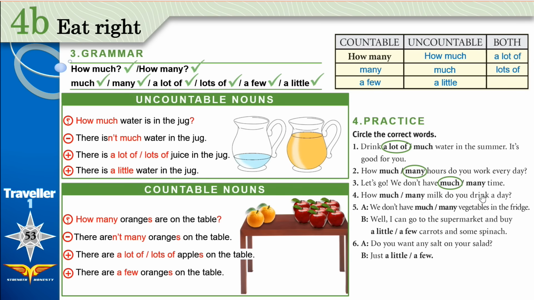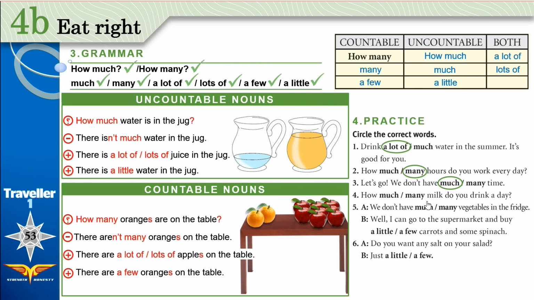You can't say I have one money and I have two monies. You can't say I waited for two times for you. No, I waited for 2 minutes. I waited for 2 hours. I waited for a lot of time. Okay, I hope you understand.